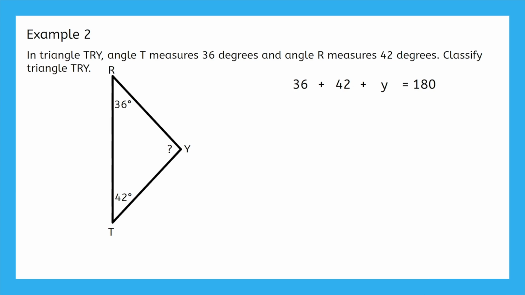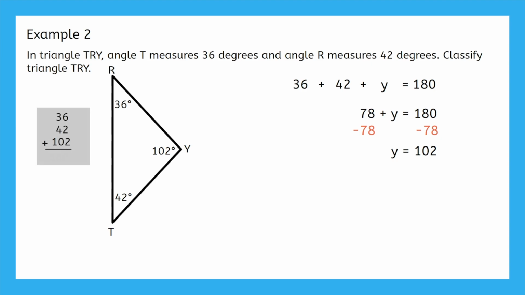Pause the video here to find the missing angle. Then identify what type of triangle this is. It's solving time. I need to add 36 and 42 because they're my like terms, and that leaves me with 78 plus y equals 180. I subtract 78 from both sides, and my final answer is y equals 102 degrees. I quickly check my work with addition. 36 plus 42 plus 102 is 180.